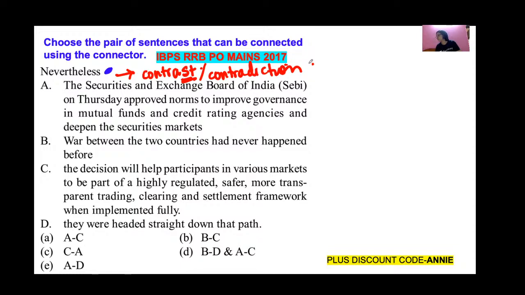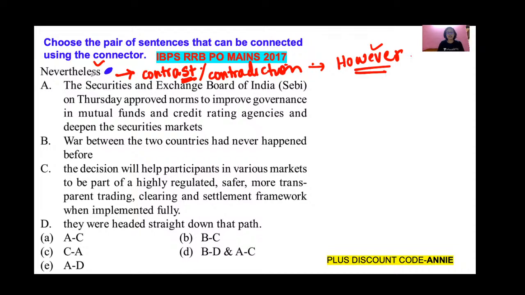Okay, let's see. This is used in the same way as however. There's a slight difference, but this difference is not important for your bank exams. In your bank exams, nevertheless and however both are used interchangeably.